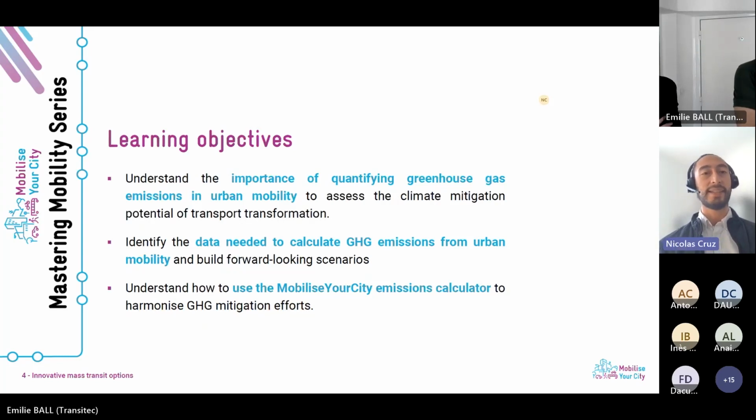Also identify the data that is needed to calculate these greenhouse gas emissions from urban mobility, and also build forward-looking scenarios. So not only to create an inventory with the data that is available today, but also to project in the future what's going to be the pathway that these emissions are going to take based on certain actions and activities contained in an urban mobility plan. And the third one is to understand how to use the Mobilize Your City Emissions calculator, which is one of our flagship tools that help the cities to make these calculations of greenhouse gas emissions related to urban mobility.